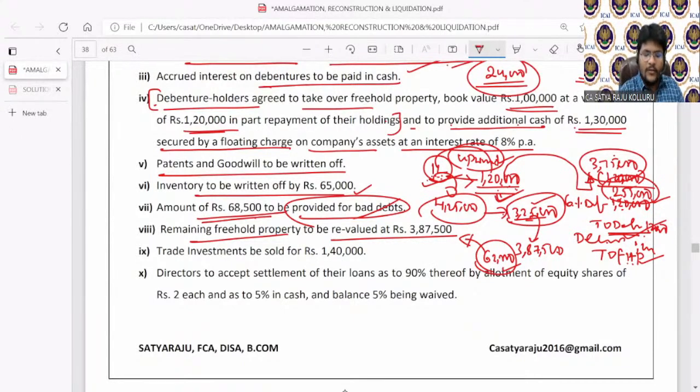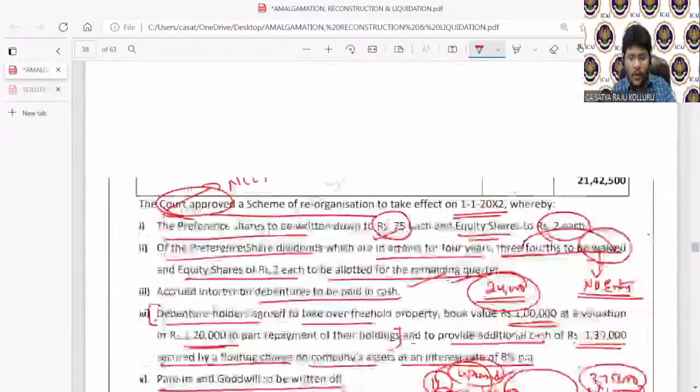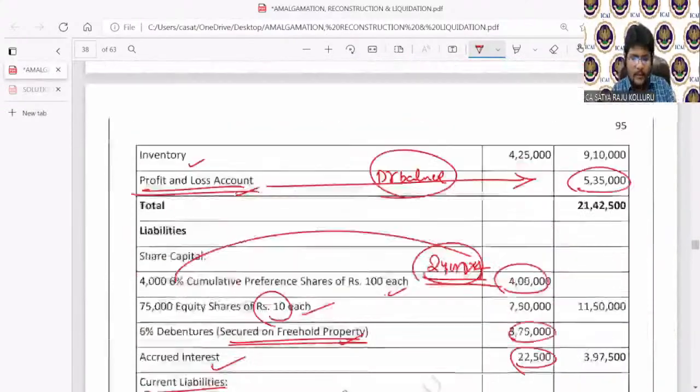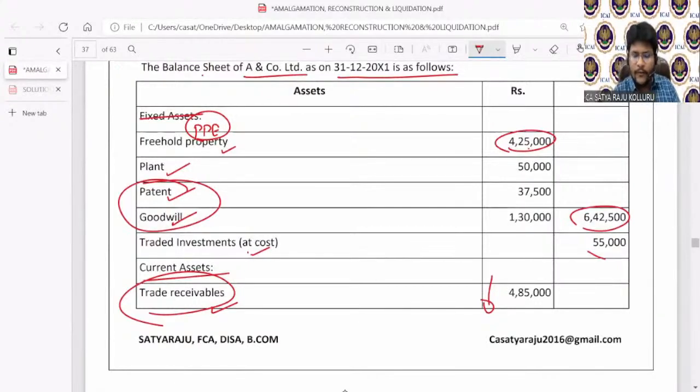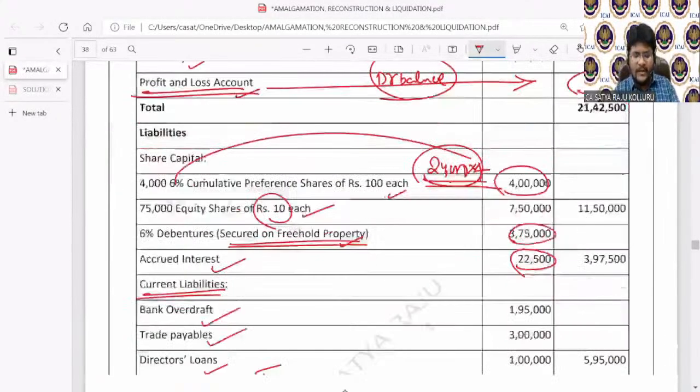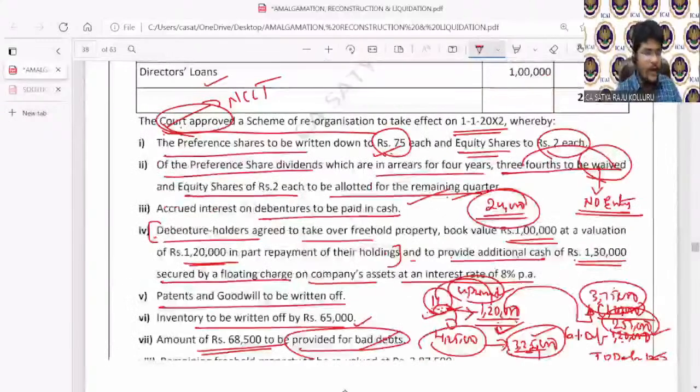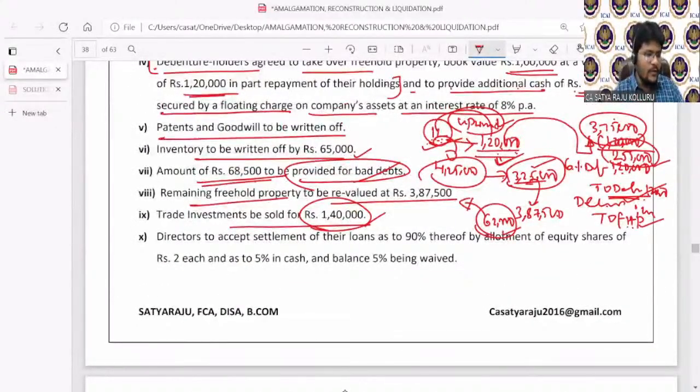Okay. Trade investment to be sold for 1,40,000. Book value, how much are the trade investments? Which is at 55,000. Right now, you are selling such 55,000 worth of assets at 1,40,000. How much profit, guys? 1,40,000 minus 55,000 equals 85,000 is the profit. Then what is the journal entry I need to pass here? Bank account Dr. 1,40,000, to investment account 55,000, to reconstruction account 85,000. Profit or loss at the time of sale of investment or during the process of internal reconstruction, any profit or loss you derive, you can simply transfer to reconstruction account.